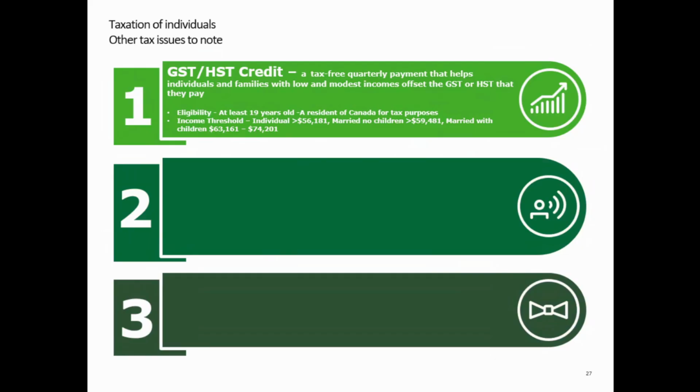For this one, once you are 19 years of age in Canada, you are able to enjoy GST. As an individual, if your income is above 56,181, you are no longer able to enjoy it. As married with no children, if your family income is more than 59,481, you can no longer enjoy this. But if you are with children, depending on the number of children, if the income is above 74,000, then you may not be able to enjoy it again.